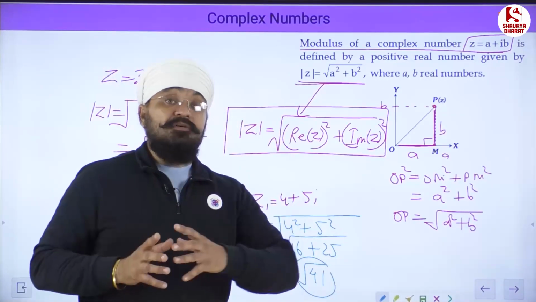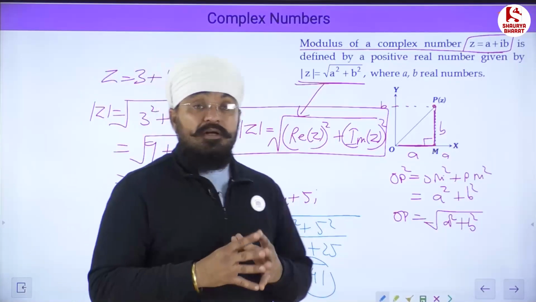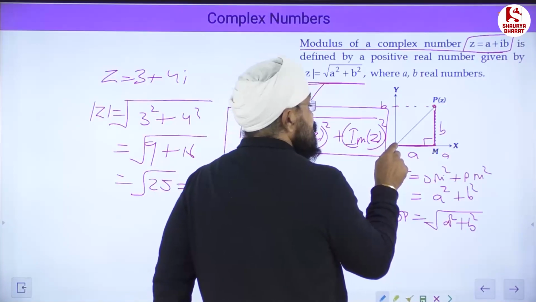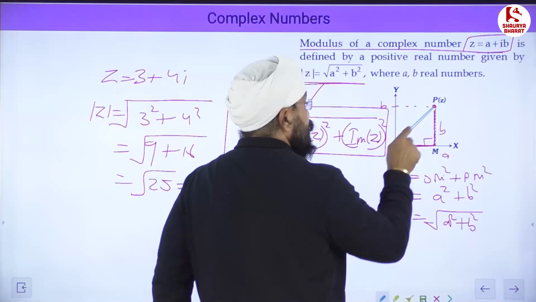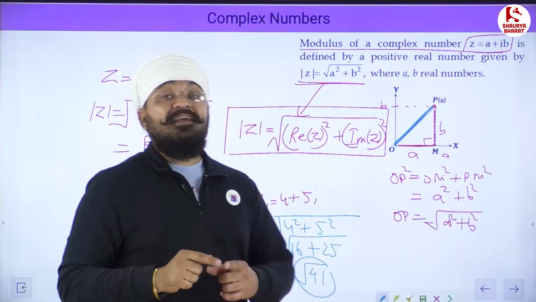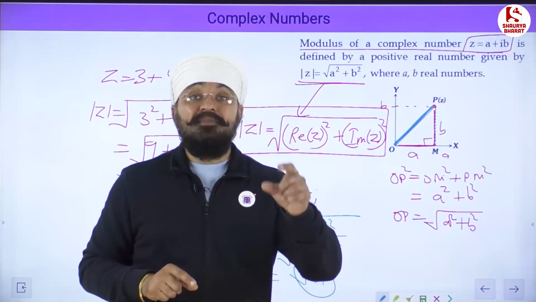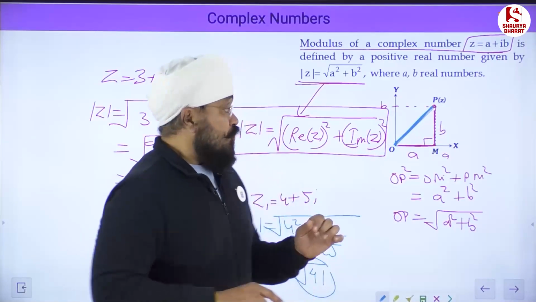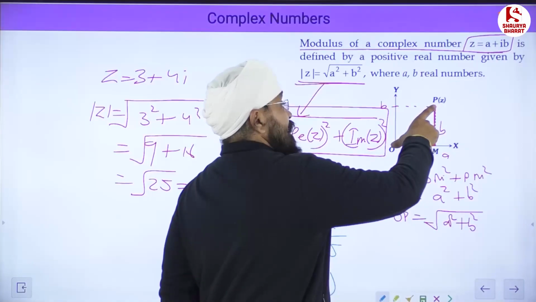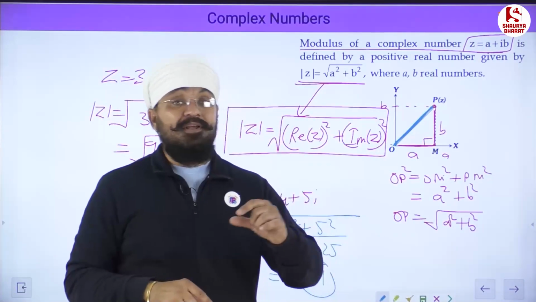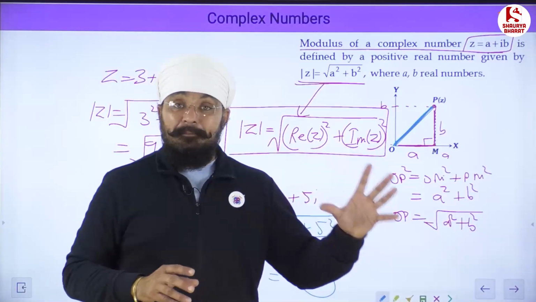Now the doubt we are having here is: what is this magnitude? So magnitude is nothing but the distance of that complex number from the origin. We are calculating the length of the hypotenuse, meaning we are calculating the distance of the point, the representation of a complex number, from the origin. So it is the length, that is, the distance of that particular complex number from the origin, which is given by the modulus.